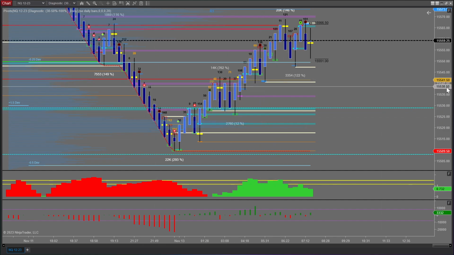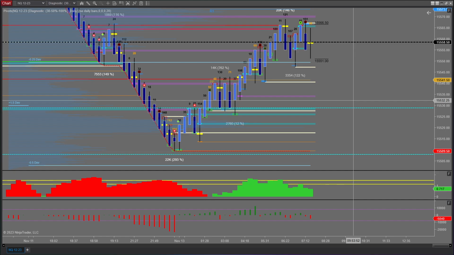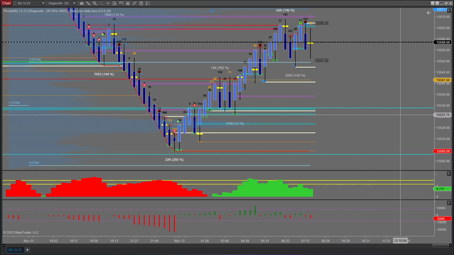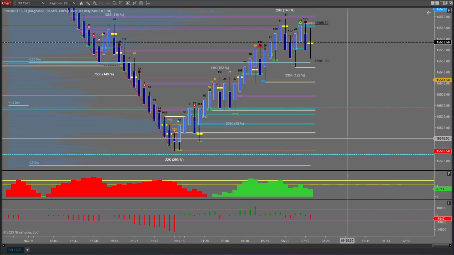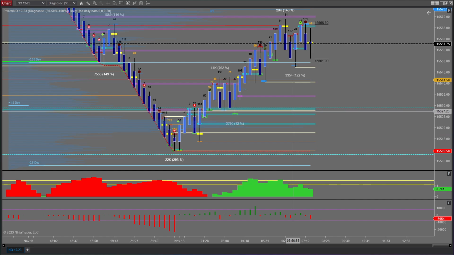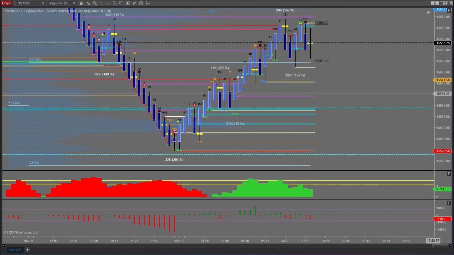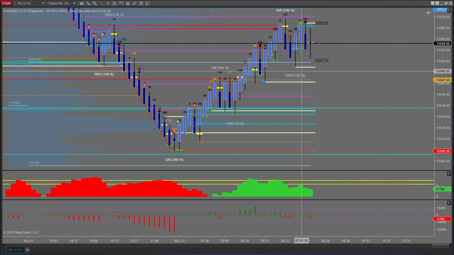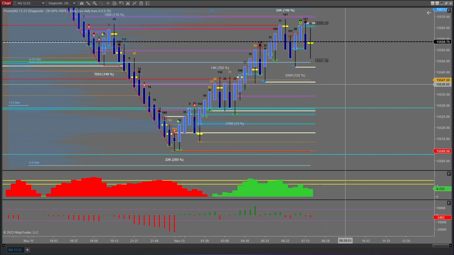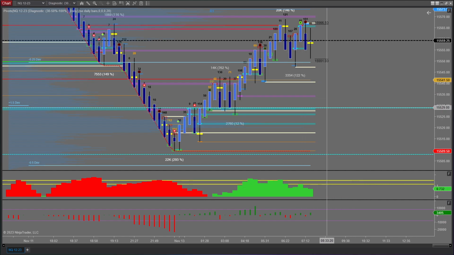So, a mini magnet. Some of the things we have going on here on these diagnostic charts I just wanted to go over. This little white tan line is called a mini magnet because the market will come back to it. It will pull the market back to it.